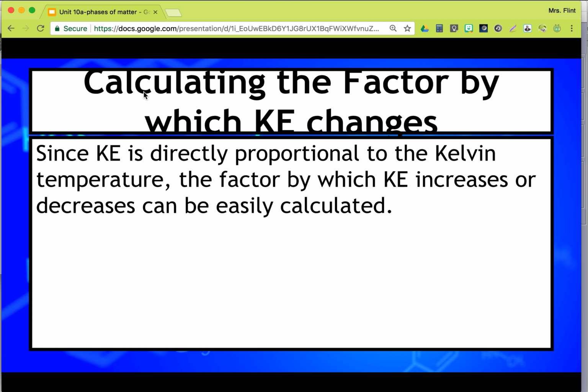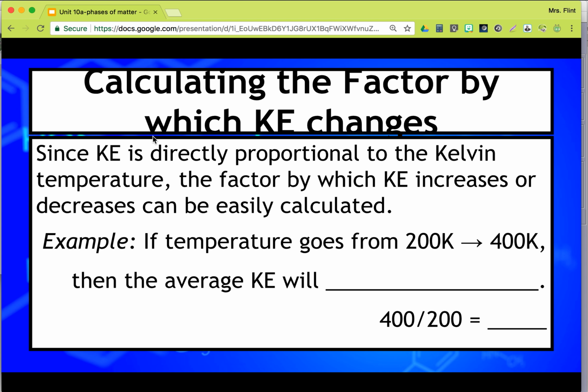Since KE is directly proportional to Kelvin temperature, the factor by which the kinetic energy increases or decreases can be very easily calculated. If the temperature goes from 200 degrees Kelvin to 400 degrees Kelvin, then the average kinetic energy will double. 400 divided by 200 is 2.